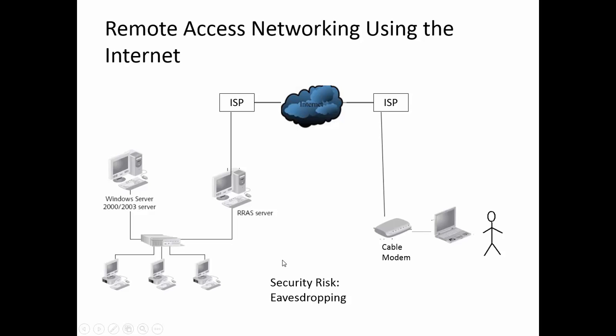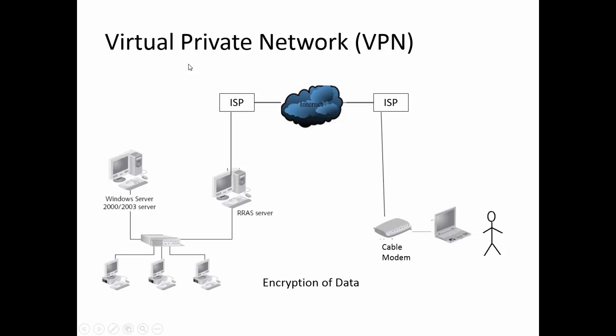Of course, the disadvantage of that is there is a security risk of eavesdropping, because the internet is a public network. If you send private data over a public network, you are at risk of a bad guy with a protocol analyzer stealing confidential data. That's the security risk. So the solution is encryption. And a VPN, a virtual private network, is an encrypted connection between one computer over the internet to the other computer.